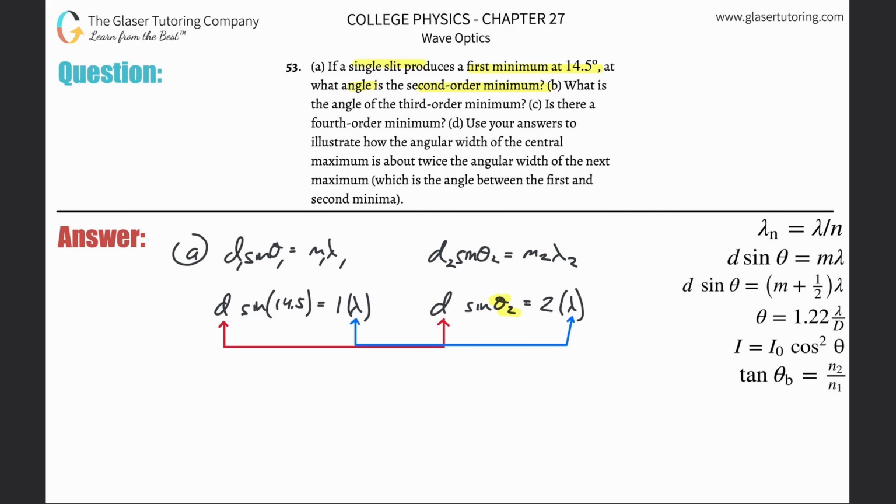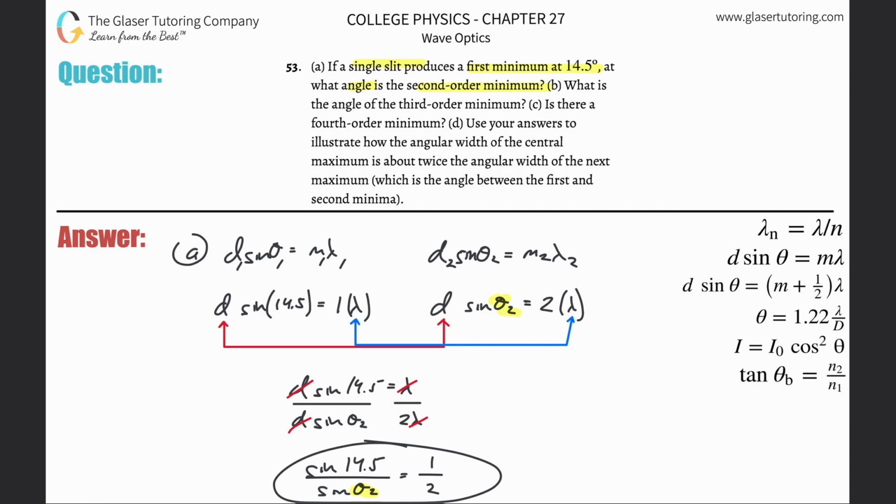Now I'm going to take a ratio. In other words, I'm going to write D sine 14.5 is equal to lambda, divided by the second equation, D sine theta 2 is equal to 2 lambda. And what do you notice will happen? The D's will cancel and the lambdas will cancel. What are we left with? We're left with sine of 14.5 over sine of theta 2, which is what we want to find, equal to 1 over 2. Hooray, one equation, one unknown. So we now need to do a little cross multiplication.